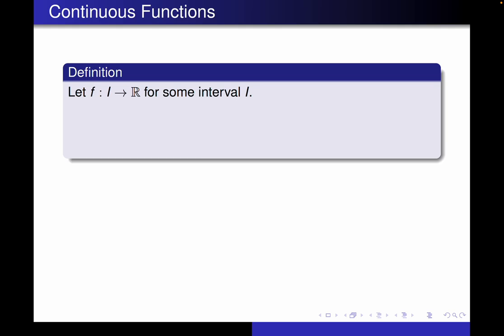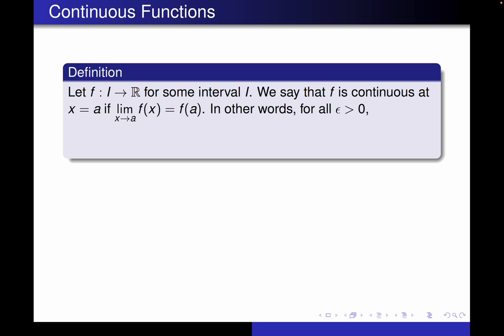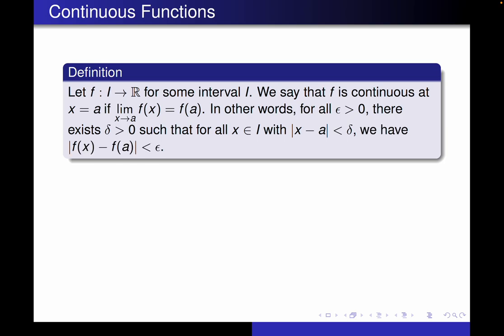So that brings us to the definition of a continuous function. If f is a function from the interval I to the real numbers, we say that f is continuous at x equals a if the limit of f of x as x approaches a is equal to f of a. And if we want to put this into delta and epsilon terms, every time we have a number epsilon greater than 0, there exists some corresponding delta greater than 0, such that for all x in the interval, such that absolute value of x minus a is less than delta, we have absolute value of f of x minus f of a is less than epsilon.